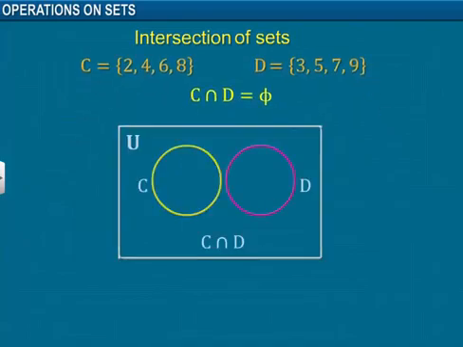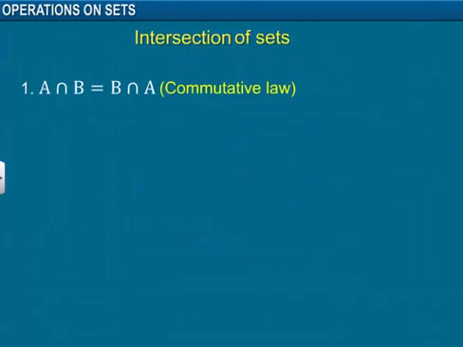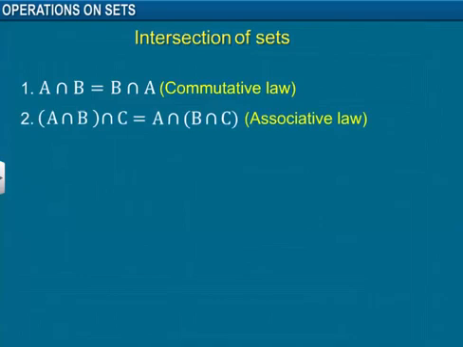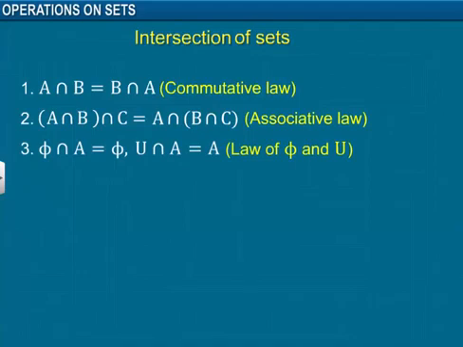Some properties of the intersection of two sets are as follows. The intersection of two sets follows the commutative law. The intersection of three sets follows the associative law. The intersection of a set with a null set results in the null set. The intersection of a set with the universal set results in the set itself. The intersection of a set with itself follows the idempotent law. Intersection is distributive over union.